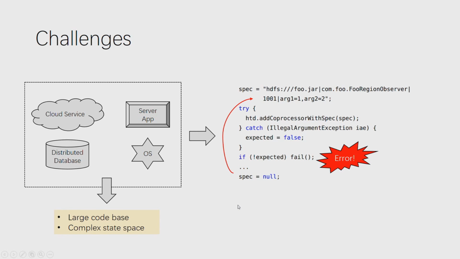Because, on one hand, we have to cover as much code and control flow as possible. On the other hand, we want to check as many concurrent scenarios as possible from a large state space. To address this problem, we give you the ConFu system.